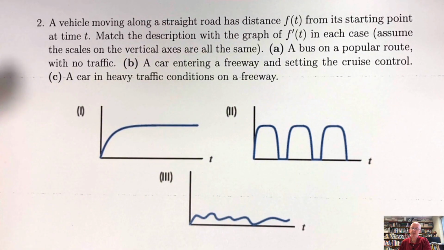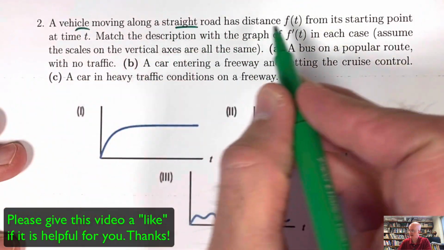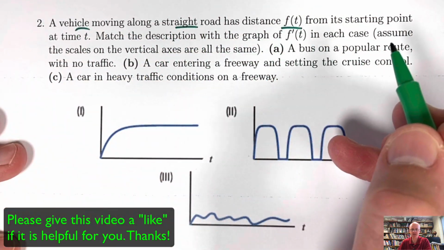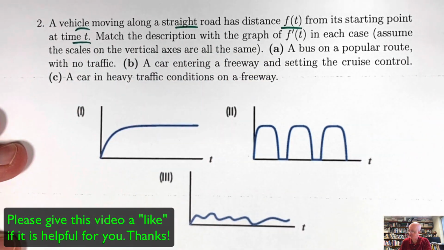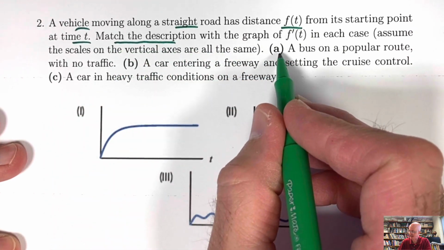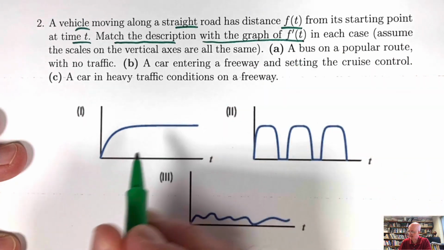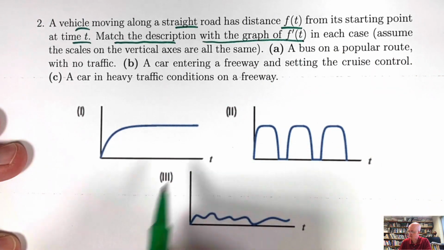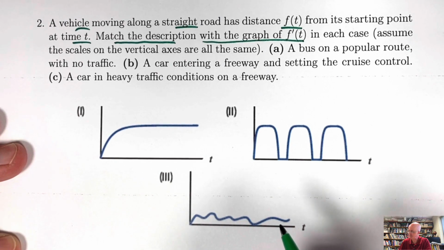Number 2 is kind of a fun qualitative physics problem about derivatives. A vehicle is moving along a straight road, and it's got distance f of t from its starting point at time t. No units are given. Of course, you could give units. The problem says match the description. There are 3 descriptions, A, B, and C, with the graph of f prime of t. In each case, there are 3 graphs, 1, 2, and 3. Assume the scales on the vertical axes are all the same.